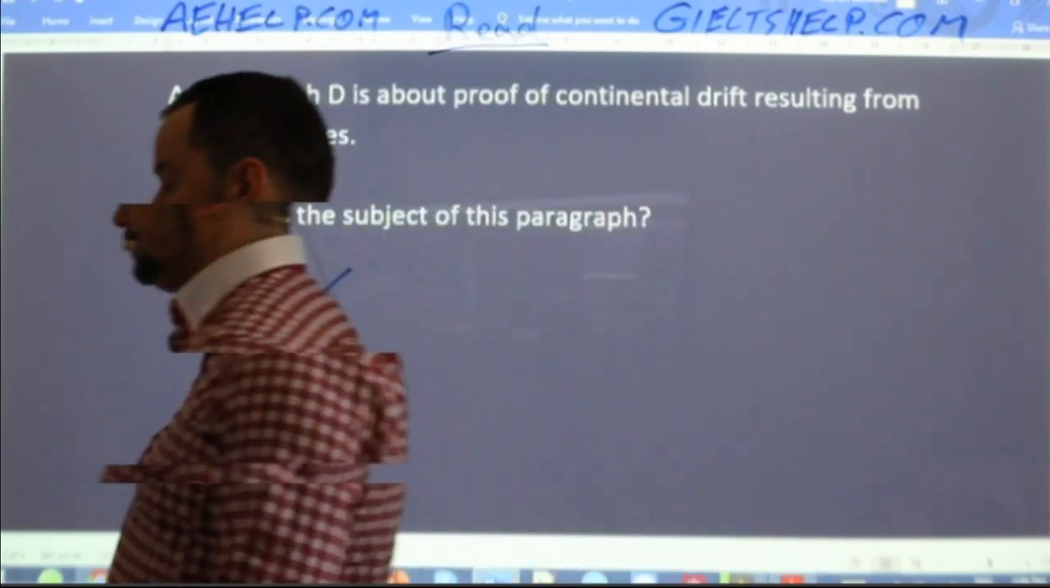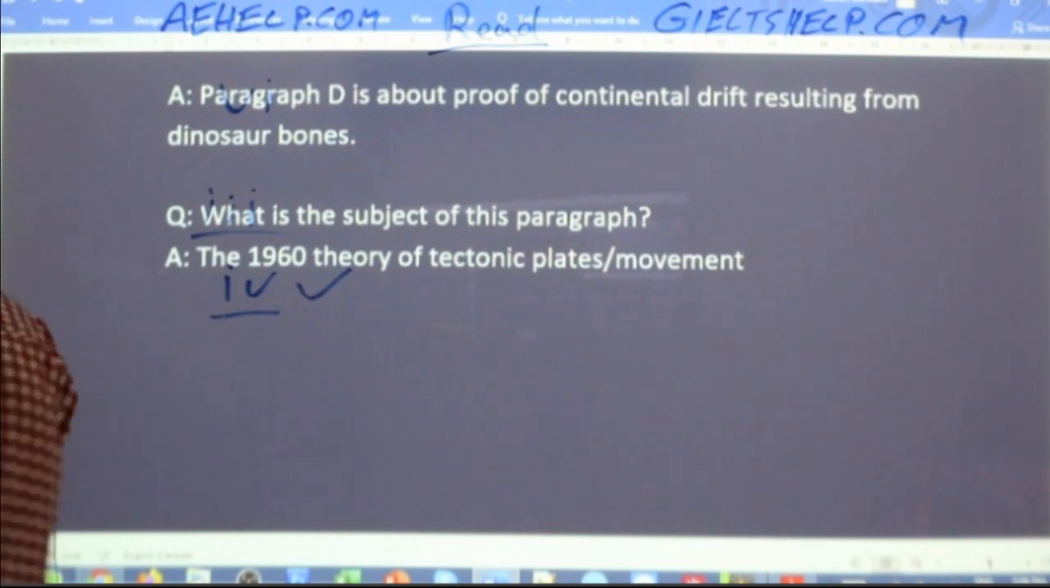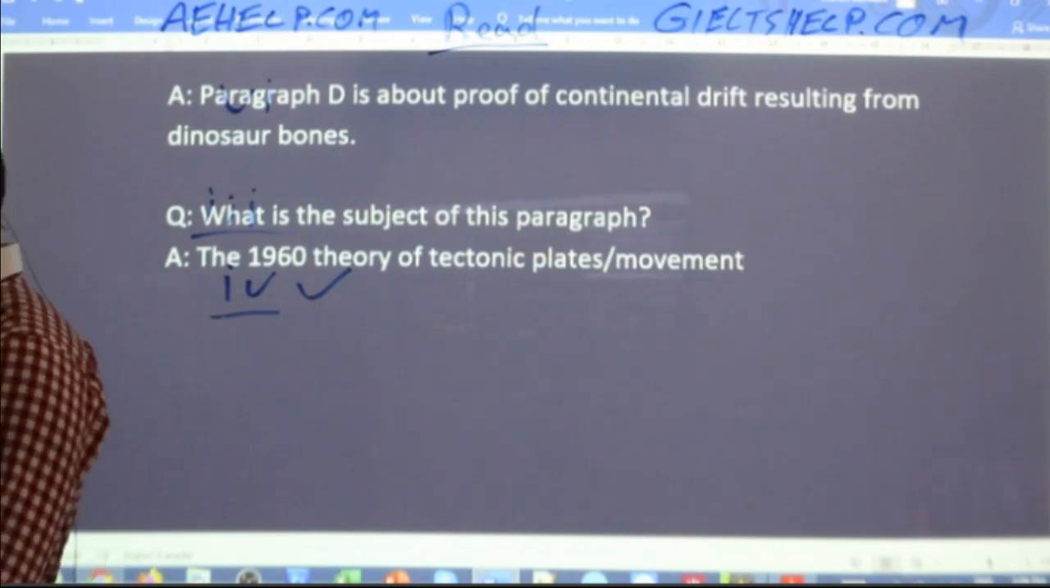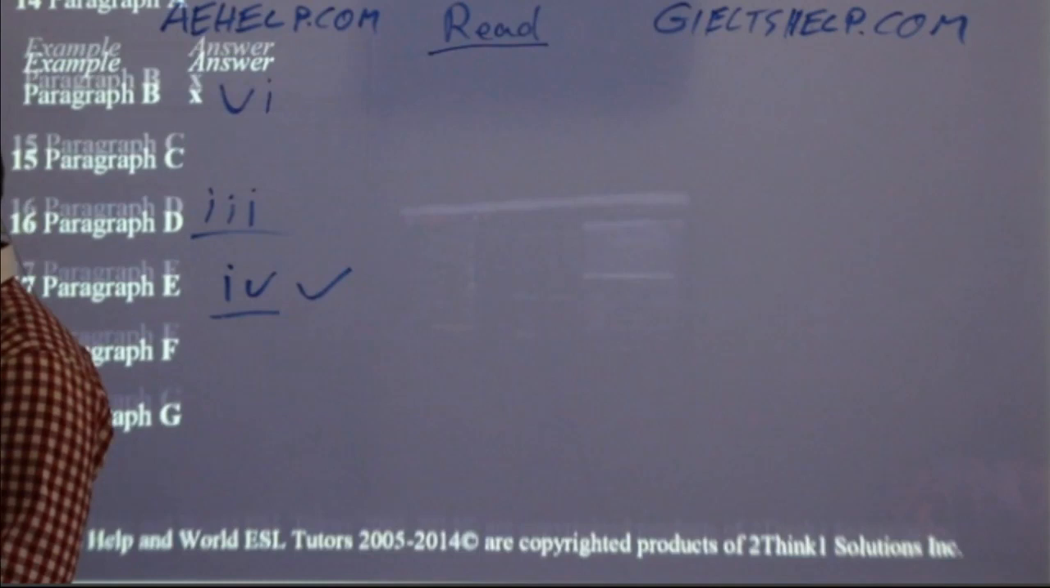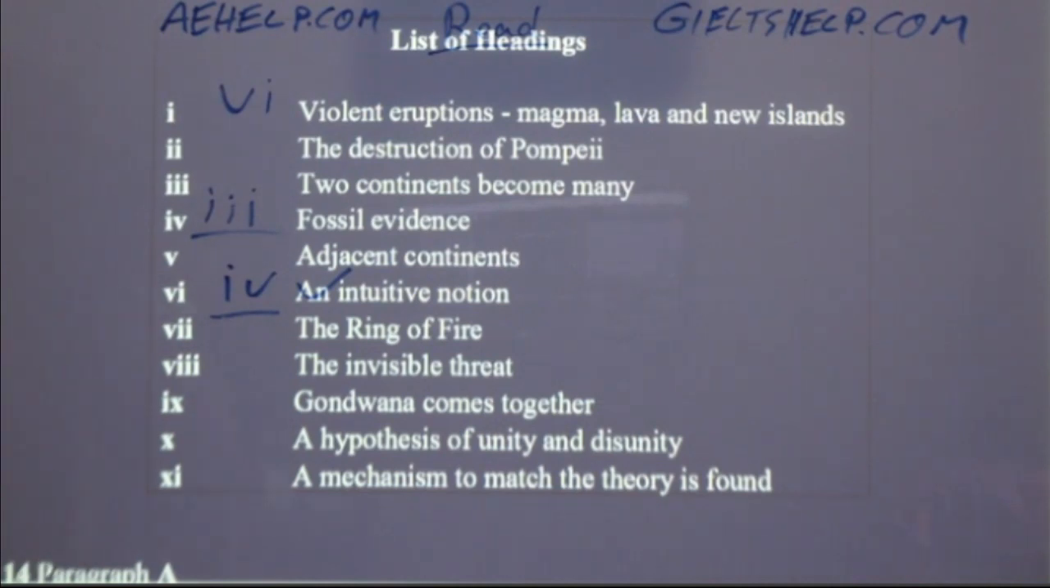Okay, so the 1960 theory of tectonic plates or movement. That would be my answer to that question. What's the subject of this paragraph? Okay, and what is the closest match here? So if we look at these choices, which one do you think matches closest to the theory of tectonic plates or movements is clearly identified in 1960? Okay?